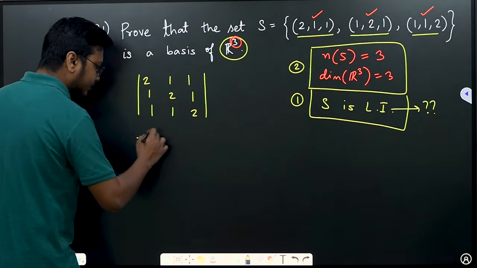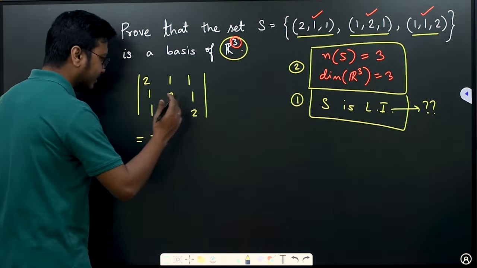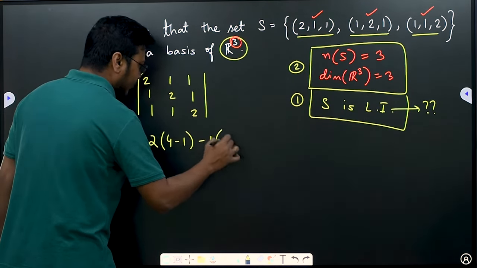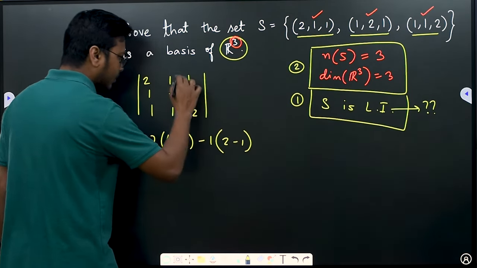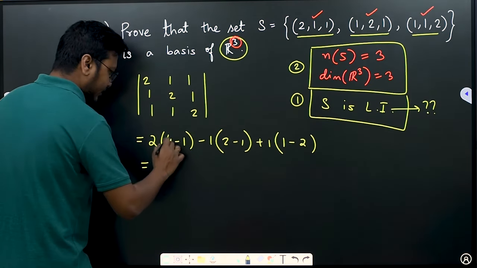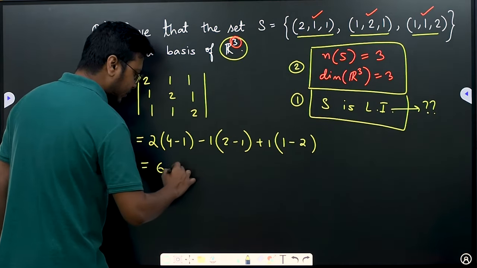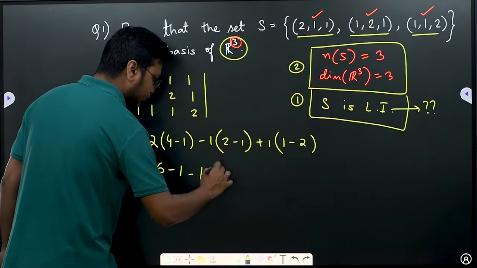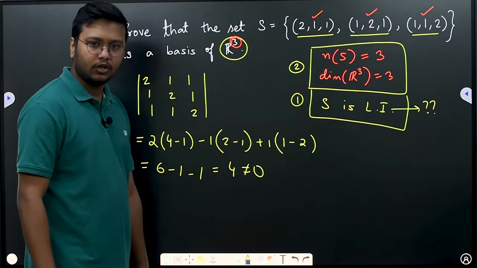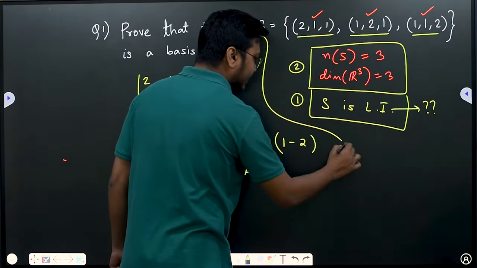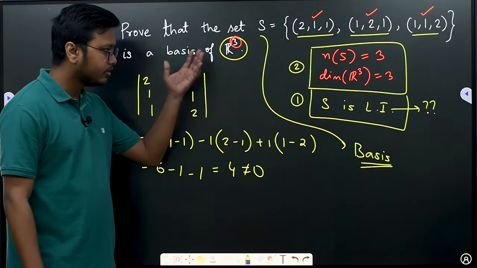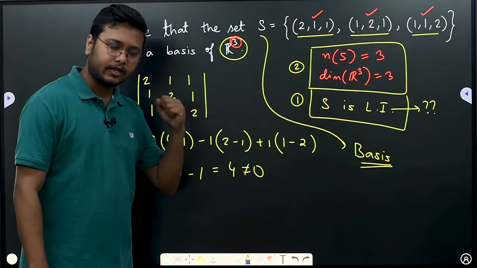So I'll just take the determinant of this. Although I know it's going to be non-zero, but still I'll just find that out. So it's going to be 4 minus 1 minus 1 times 2 minus 1 plus 1 times 1 minus 2. So that's 3 into 2, 6, 1 minus 1, minus 1, so that's 4, which is non-zero, right? So I have got the determinant is non-zero, so automatically I can say that S is forming a basis of R3 using the properties that we have just deduced, correct?